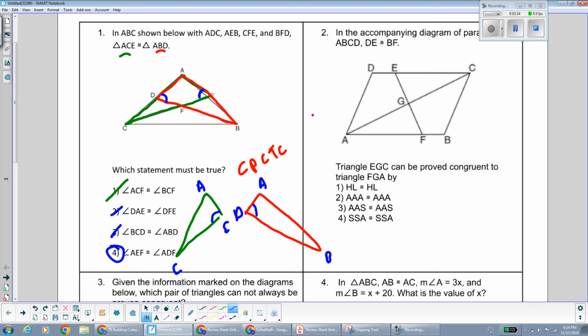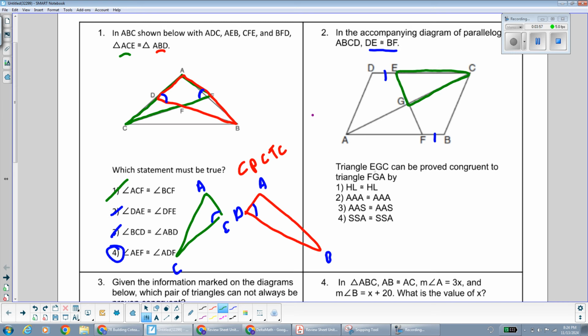In number 2, we are told that we have a parallelogram. We know a lot of stuff about parallelograms. We know that opposite sides are congruent. We know opposite sides are parallel. And we also know that opposite angles are congruent to each other if we have a parallelogram. They do also tell us that DE is congruent to BF. Here's DE. Here's BF. We need to figure out how triangle EGC can be proven to be congruent to triangle FGA.